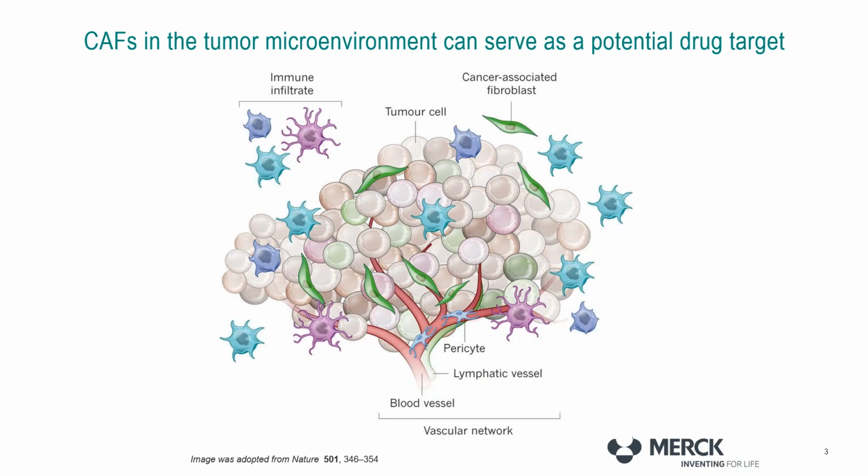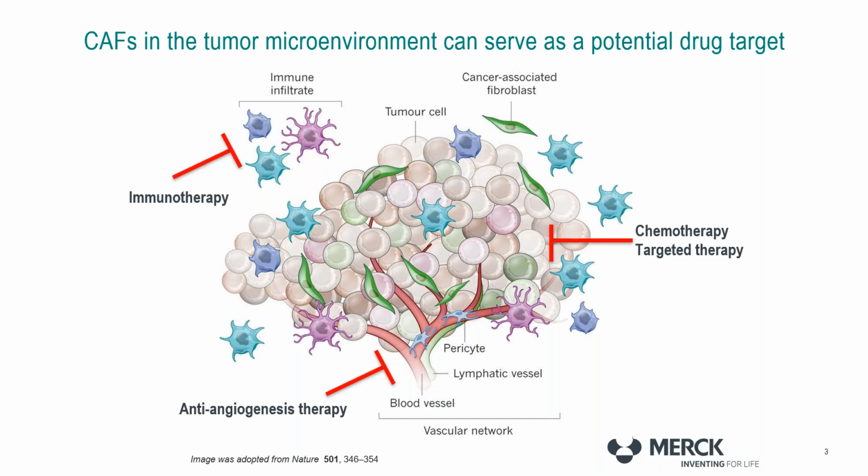As we know, the tumor microenvironment is composed of all sorts of cell types, including tumor cells, endothelial cells, immune infiltrates, as well as cancer-associated fibroblasts. Now we have so many different therapeutic interventions that have been approved for cancer treatment, such as chemotherapy, anti-angiogenesis therapy, as well as immunotherapy. However, one of the cell populations that hasn't been successfully targeted so far is cancer-associated fibroblasts, CAFs.